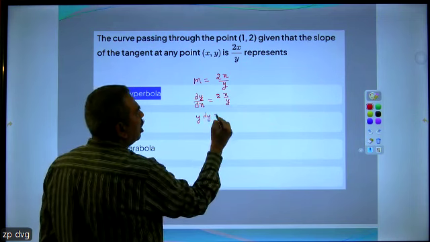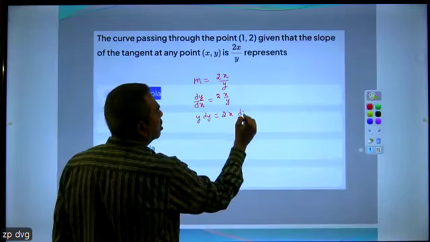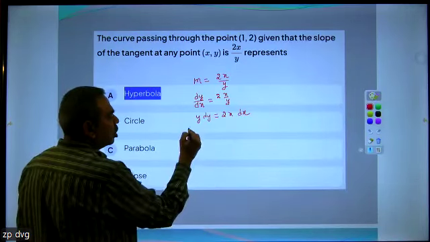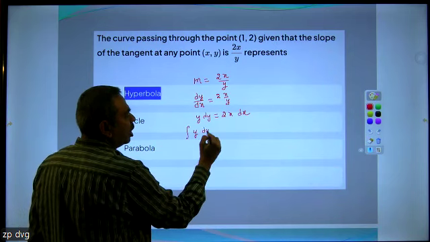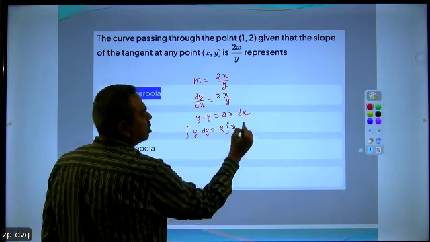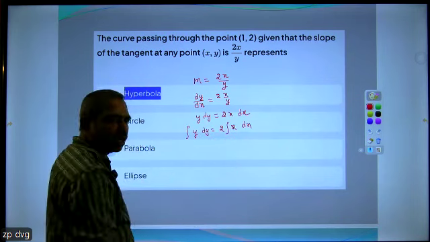y dy is nothing but 2x dx. Is that clear? Now apply integration on both sides. So integration of y dy is 2 times integration of x dx. 2 is a constant, so I can take it outside.